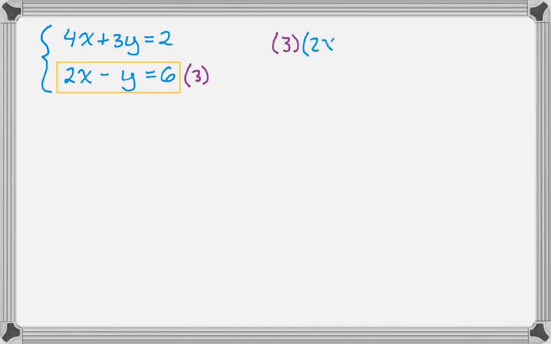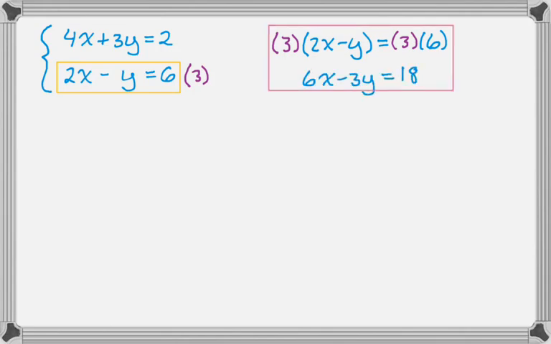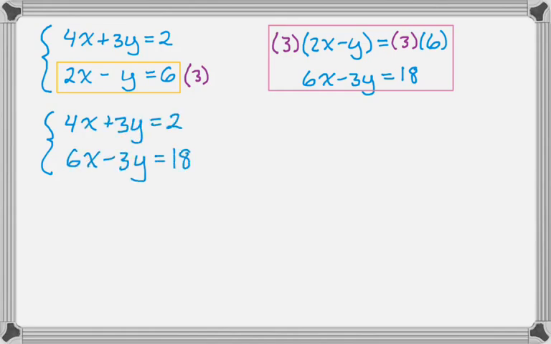So I'm going to multiply 3 times 2x minus y equals 3 times 6. I'm multiplying the entire bottom equation by 3. That gives me 6x minus 3y is 18. Now I'll rewrite the system using this new version of the bottom line. They're the same equation, it's just scaled up by a factor of 3. But what's nice about that is, if I do add these equations together, the y's are going to cancel. And that was my objective.